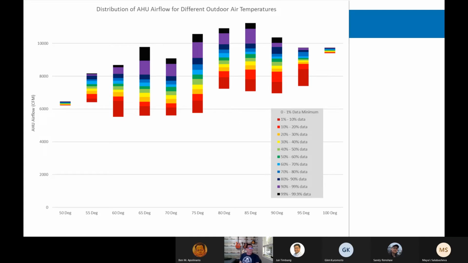And again, you can see the peak, which is about 11,500 CFM, occurs in the 85-degree band. It doesn't occur in the 100-degree band. And I would, of course, be remiss if I didn't tell you that the design airflow of this air handler, the scheduled airflow of this air handler is 23,000 CFM. So in a year's worth of data, it never even got to halfway, right?